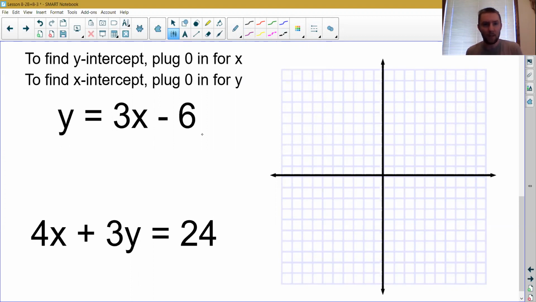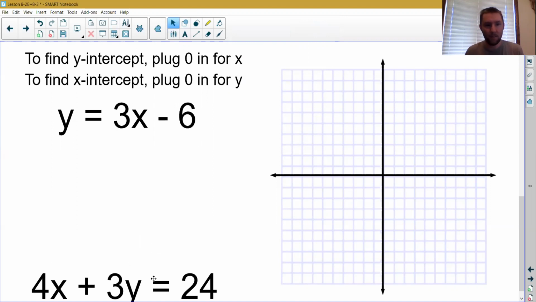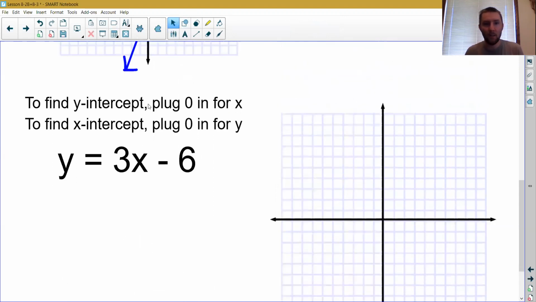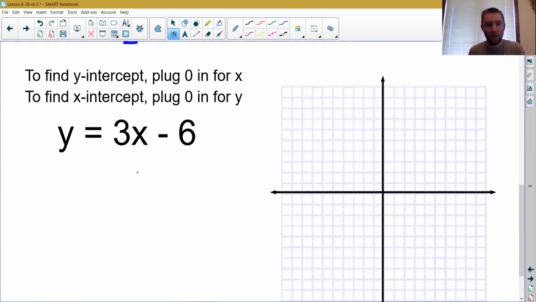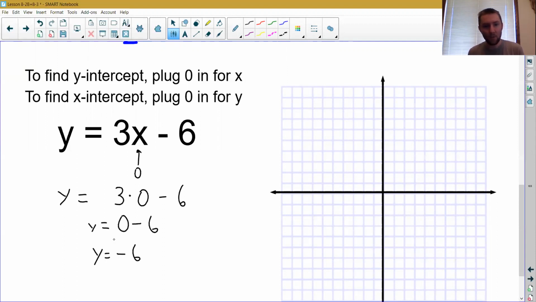So if we look at this first example, y equals 3x minus 6, and I first want to find the y-intercept, I'm going to plug a 0 in here for x. So my y value, which is going to be my intercept value, is equal to 3 times 0 minus 6. Now I can just do math. 3 times 0 is 0, minus 6 is -6. So y equals -6 is my y-intercept, because that's the value of y when x is 0.